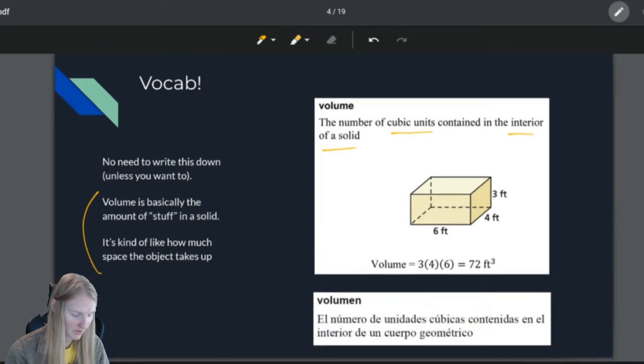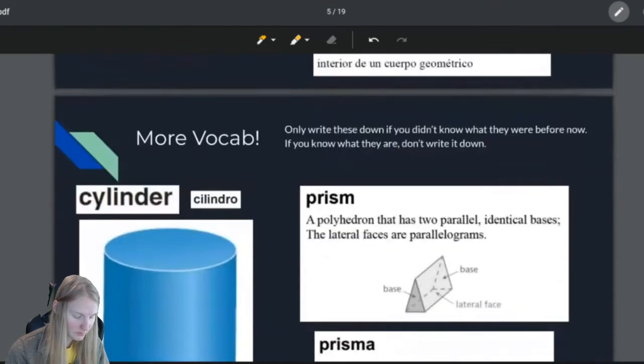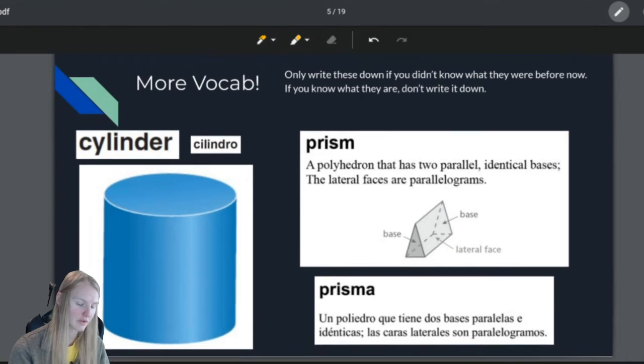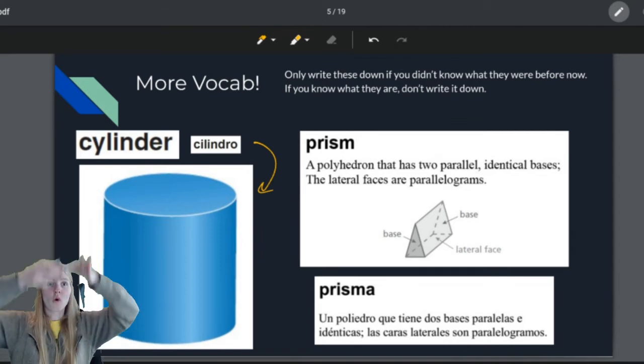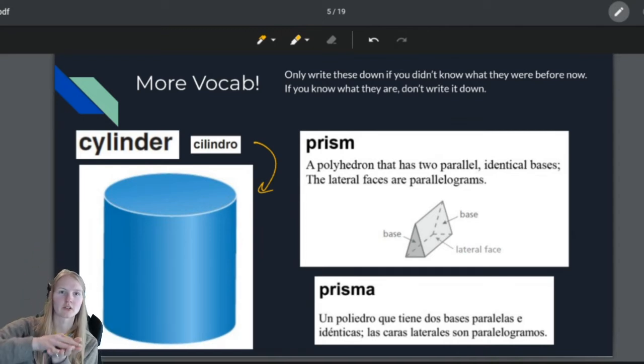Okay, so, more vocab. And again, only write these down if you didn't know what they were before now. If you know what they are, you don't need to write it down. A cylinder. Cylinder looks like that. It's like you take a circle and just whoop, take a circle and make it longer. Make it 3-dimensional.